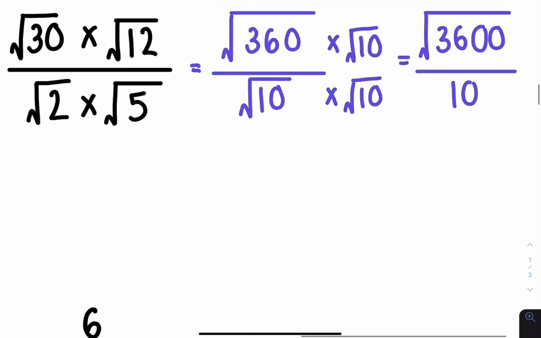Root 3,600 just gives you 60, so we have 60 over 10. And 60 divided by 10 is 6. And that's your final answer.